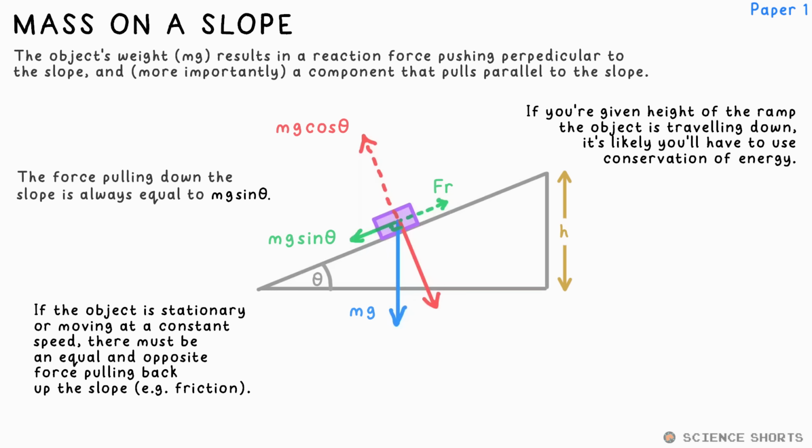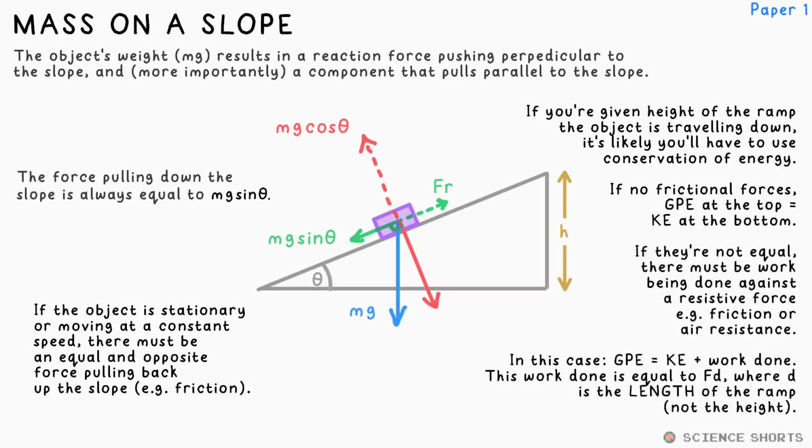If you're given the height of the ramp, chances are you're going to have to use energy too. Maybe the mass is sliding down the ramp, for example. If there's no frictional forces, we can say mgh at the top equals half mv squared at the bottom. But if you're told the speed at the bottom, chances are some energy is being lost instead. So in that case, we use the work done equation, with the work done being the energy lost. And that can give us the average frictional force. Just remember that the distance has to be the distance traveled, not the height in that case.